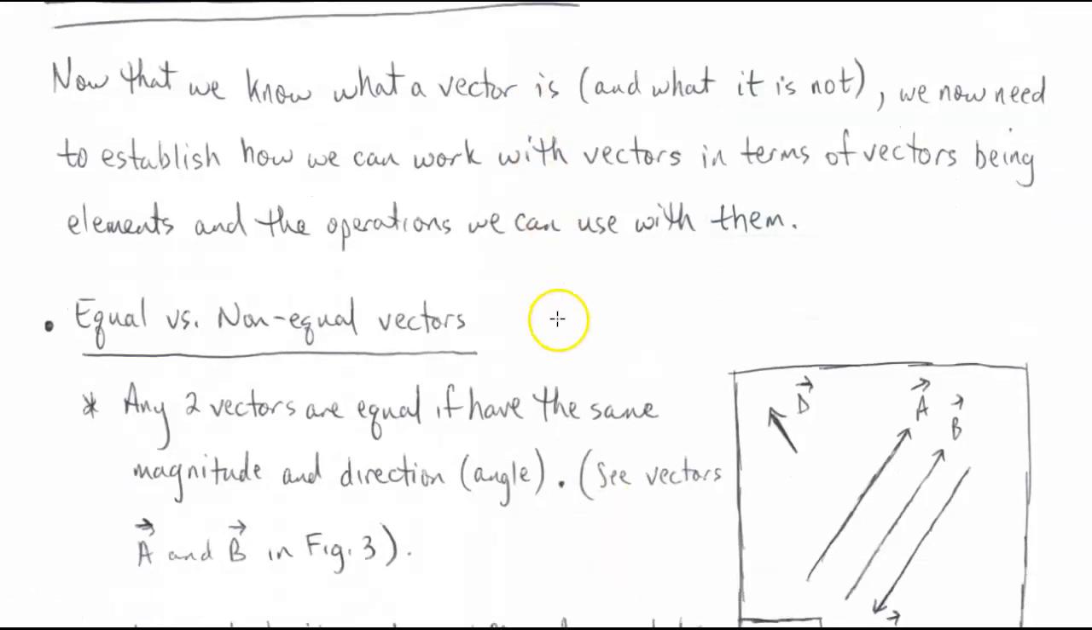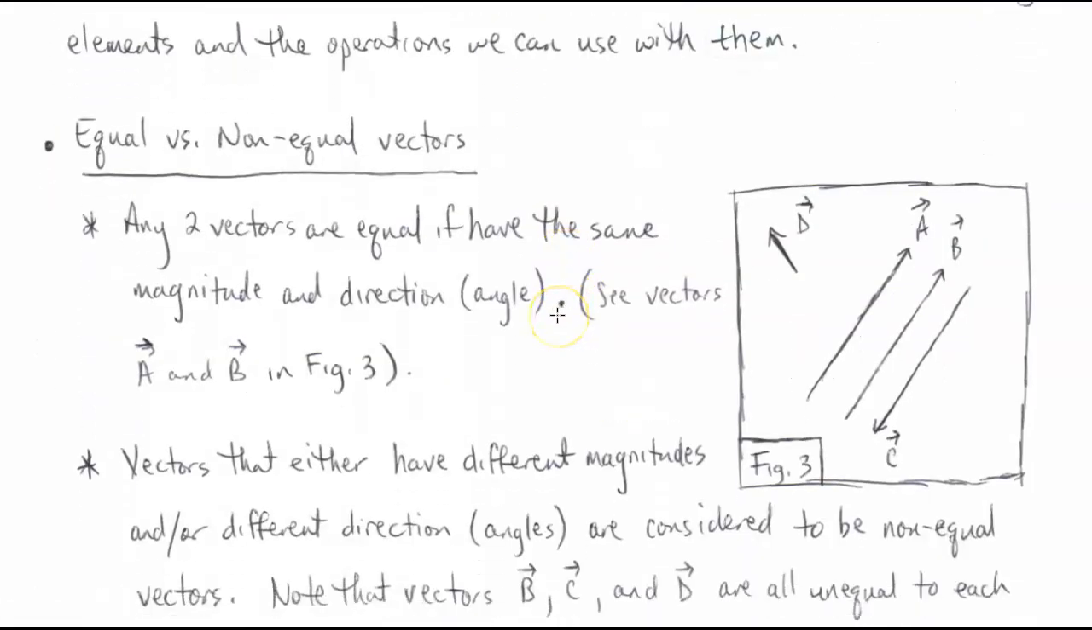So the first thing is we need to know when 2 vectors are equal to each other versus when they're not equal to one another. Any 2 vectors that are equal will have the same magnitude and direction. If we're drawing those 2 vectors, they'll be the same length, and at worst, they'll be parallel to each other. So for instance, vector A and vector E are considered to be equal vectors because they both have the same length and they both have the same direction angle.